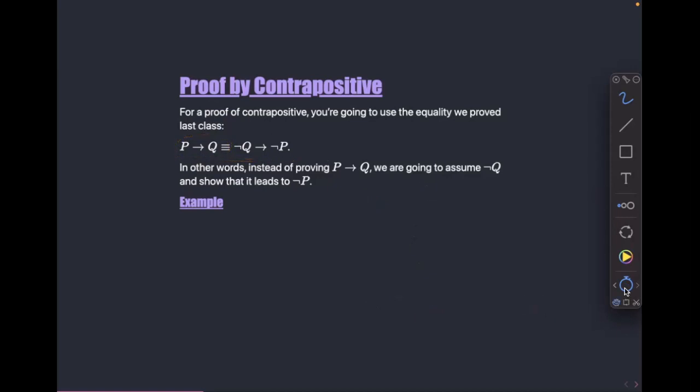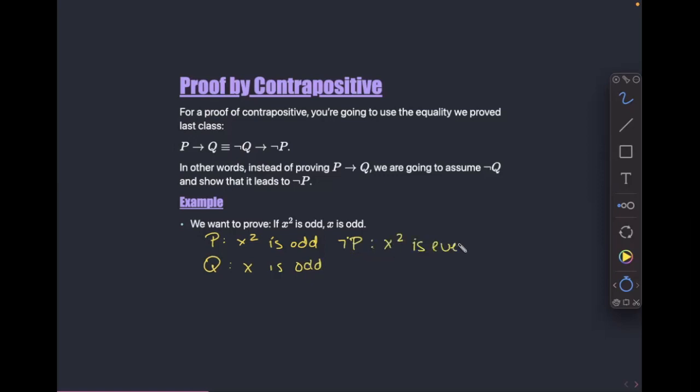So let's go ahead and do an example with this one. We're actually just going to do the same example. So we're going to say if x squared is odd, x is odd. Again, our P was x squared is odd. Q was x is odd. And then not P will be x squared is even, and not Q would be x is even.